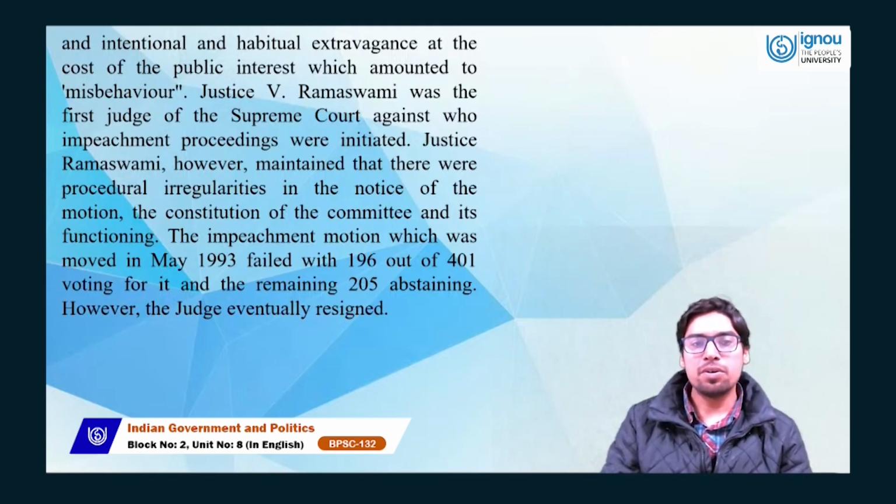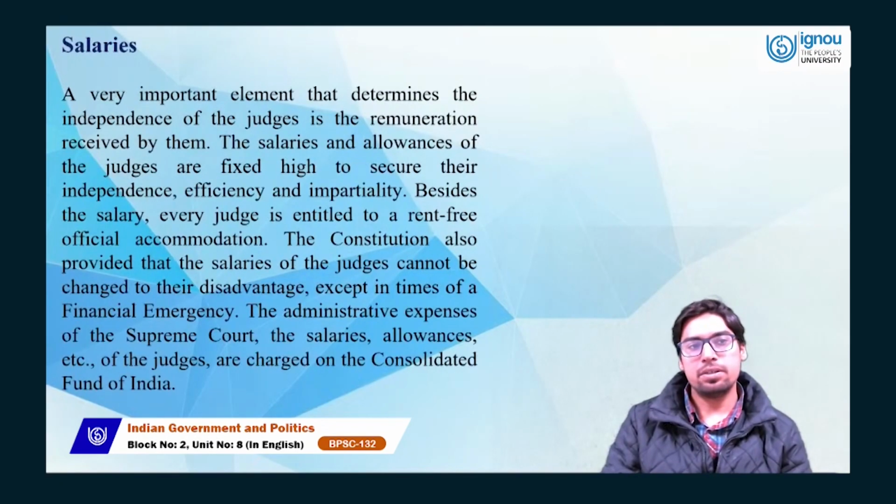Justice Ramaswamy, however, maintained that there were procedural irregularities in the notice of the motion, the constitution of the committee, and its functioning. The impeachment motion, which was moved in May 1993, failed, with 196 out of 401 voting for it and the remaining 205 abstaining. However, the judge eventually resigned.